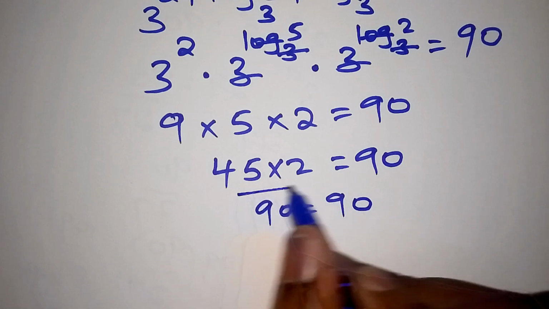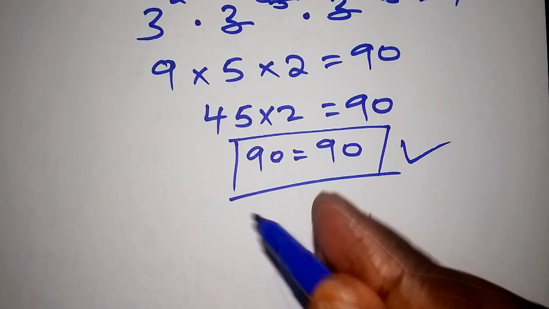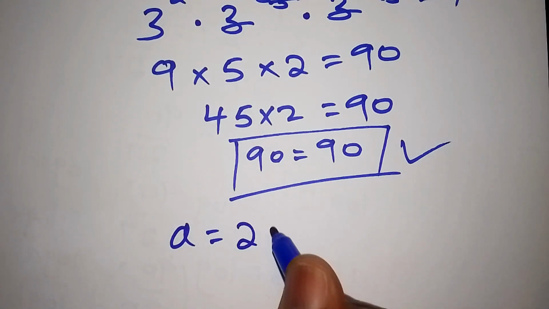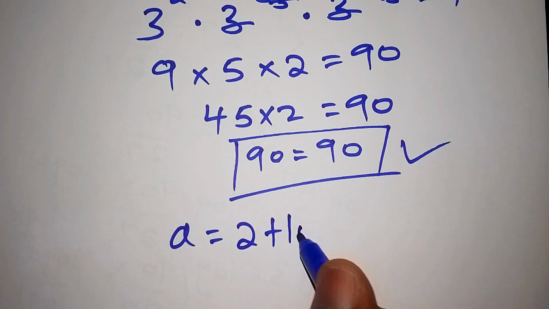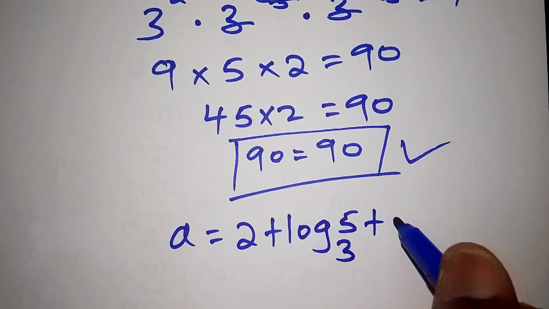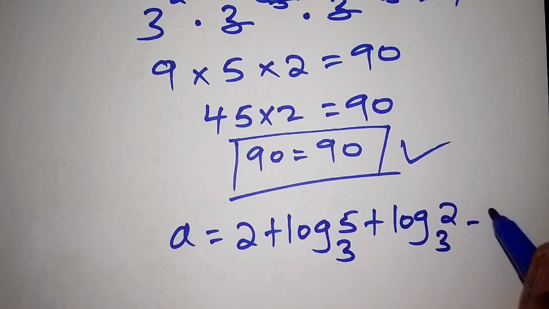So that means we are very correct when we say that our value for a in this case is a equals 2 plus the log of 5 to the base of 3 plus the log of 2 to the base of 3 minus 3.